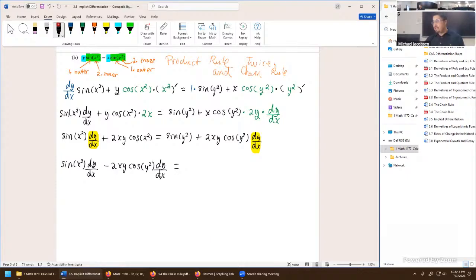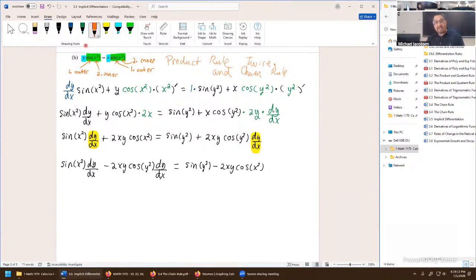Okay, so we've got this part copied down. We subtracted the 2xy cosine y squared times dy/dx. So here it is on the left-hand side. Also, we're subtracting the 2xy cosine x squared. So I'll write it as sine y squared minus 2xy cosine x squared. So that's our algebra.